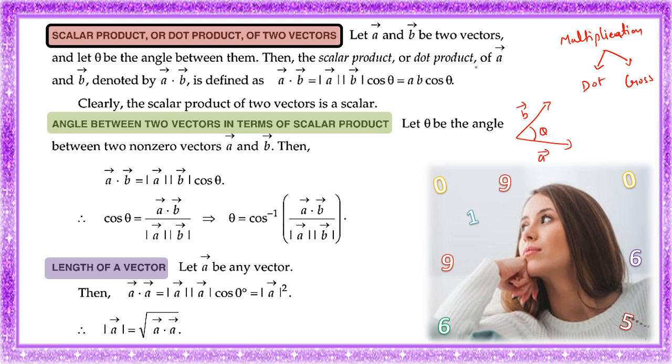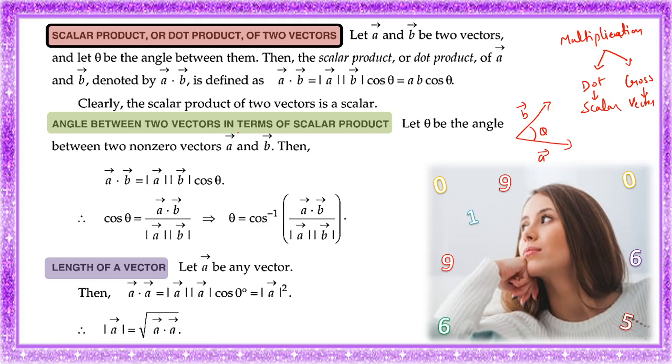Then the scalar or dot product of A and B is denoted by A dot B. As the name says, dot product, so A dot B. And it is defined as magnitude of A into magnitude of B into cos theta, or we can simply write AB cos theta. Why do we call it dot product? What is the difference between dot and cross product? When we multiply two vectors, sometimes we get a scalar quantity and sometimes a vector quantity, right? When we get a scalar quantity, we call it dot product, and when we get a vector quantity, we call it cross product. So this is the basic difference.